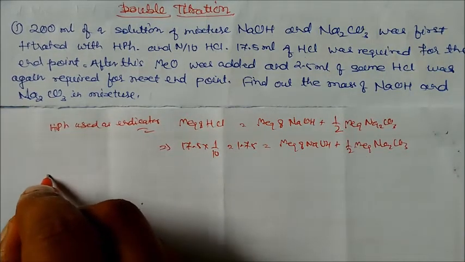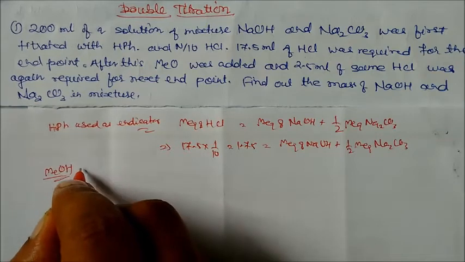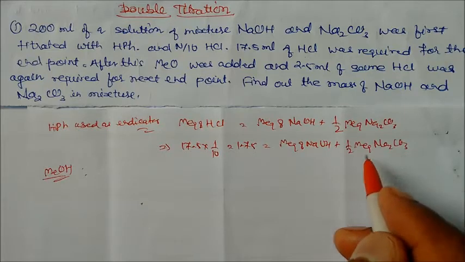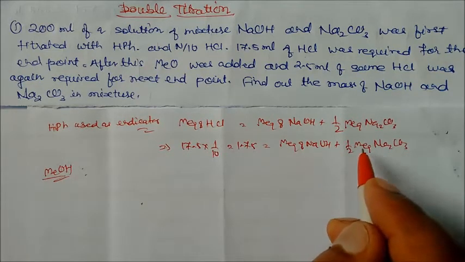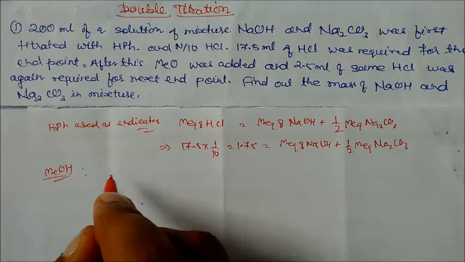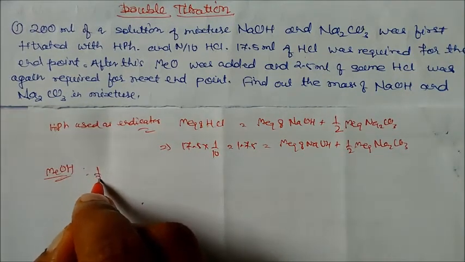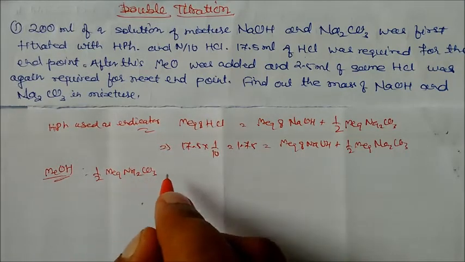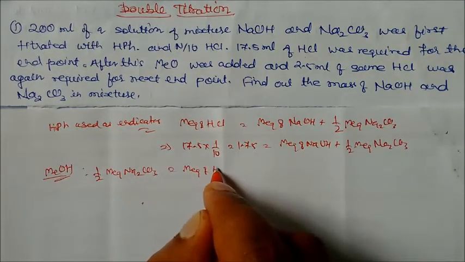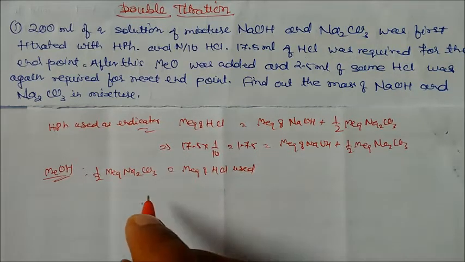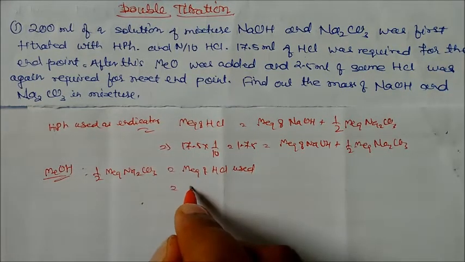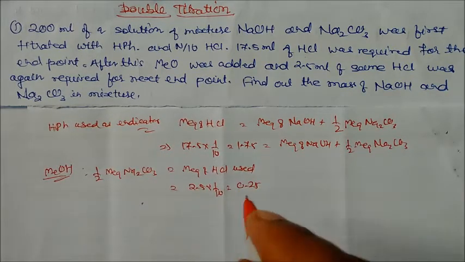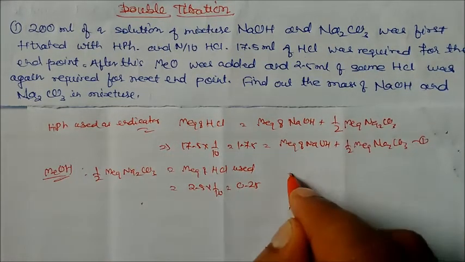Now if you are using methyl orange as indicator, in this case what will happen? After adding the HCl, this will be fully neutralized, so this will be again neutralized by the HCl, and convert into full salt. So we can write half of milliequivalent of sodium carbonate will equal milliequivalent of HCl used. In this case the amount of HCl is different, so what is that amount? 2.5 into 1 by 10, that is 0.25. So this is our first equation, this is our second equation.